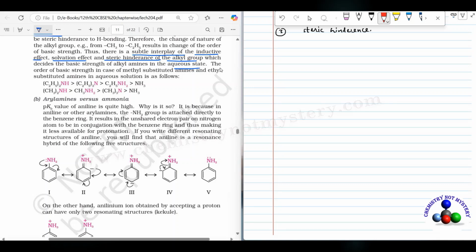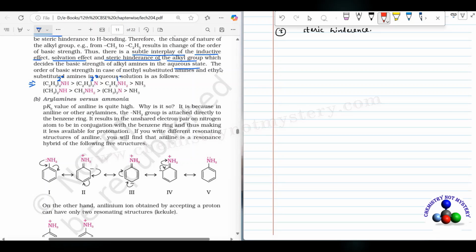The order of basic strength in the case of methyl substituted amines and ethyl substituted amines in aqueous solution is as follows. So first, the order is given for ethyl substituted amine. When you observe it, here there are two alkyl groups bonded to nitrogen, so this amine is a secondary amine. Here there are three alkyl groups bonded to nitrogen, so this is a tertiary amine. And here there is one alkyl group bonded to nitrogen, so this is a primary amine, and this is ammonia.